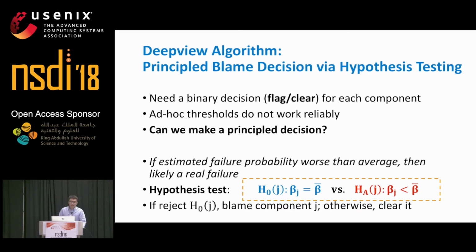By playing around with the data, we realize that if the estimated failure probability for a component is worse than average, then it's likely a real failure. So now we have this empirical decision criterion, which we can automate using a hypothesis test. Basically, we're using data to decide between two competing hypotheses, where the null hypothesis says that the estimated failure probability is average, versus the alternative, which says it's worse than average. So if the data allows us to reject the null hypothesis, then we have good enough empirical evidence to blame the component J. Otherwise, we should clear it from blame.